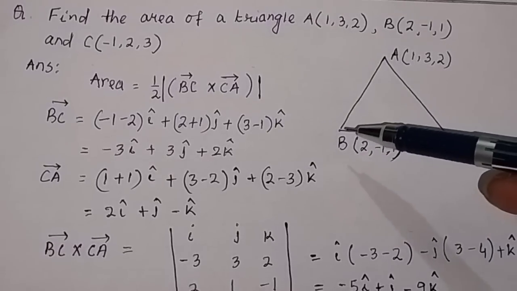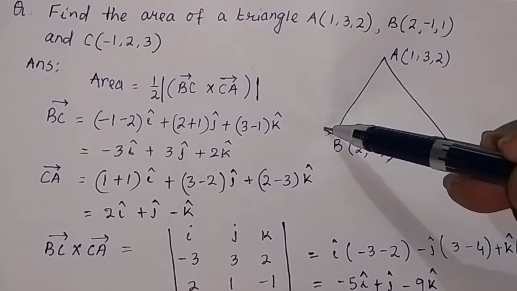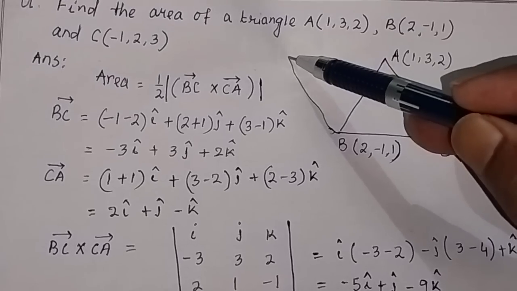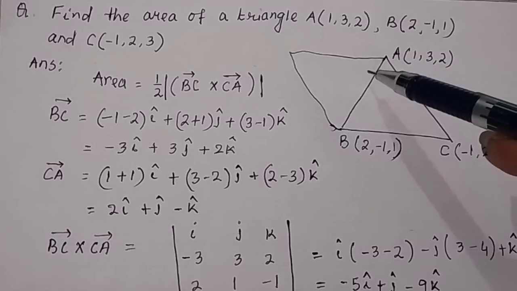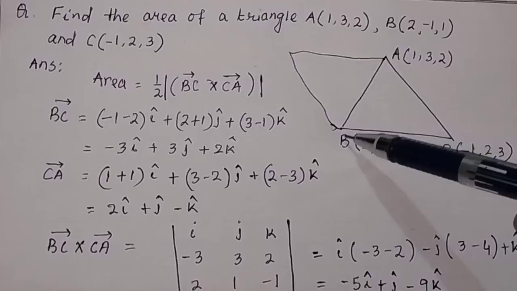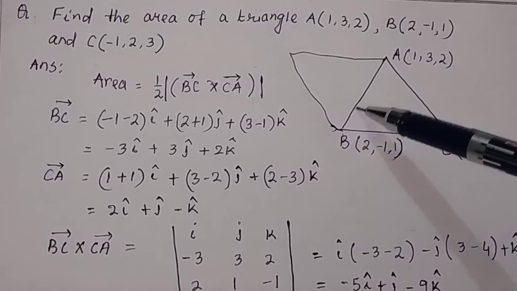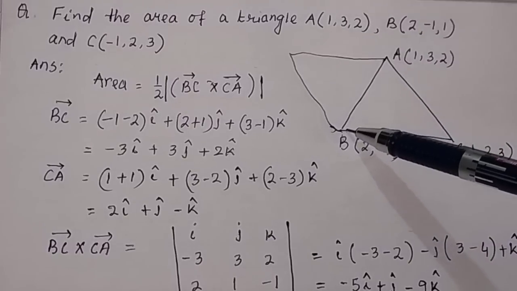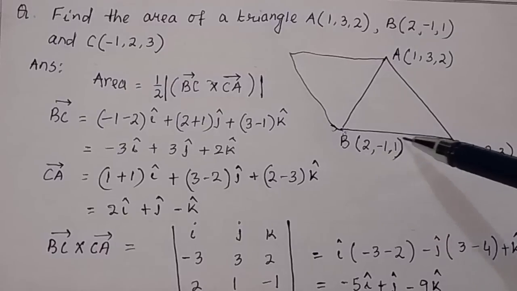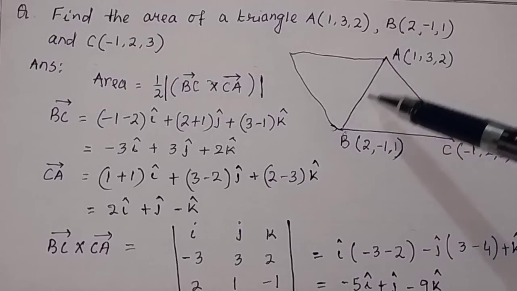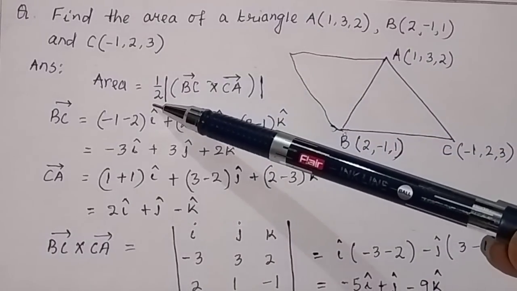Suppose you take a parallelogram, draw a parallelogram like this, then the area of this parallelogram will be equal to the cross product of two adjacent sides, that means this side and this side, and this is the diagonal. So when you find out the area of the triangle, you will take the cross product of the adjacent sides, this side and this side, not this side. If you take this side, then you will not find the area.